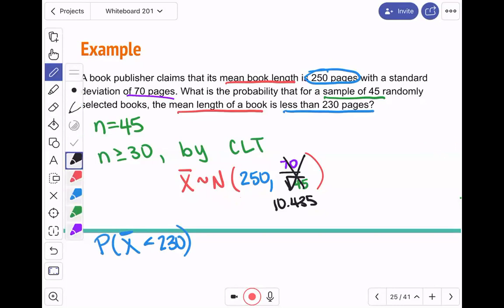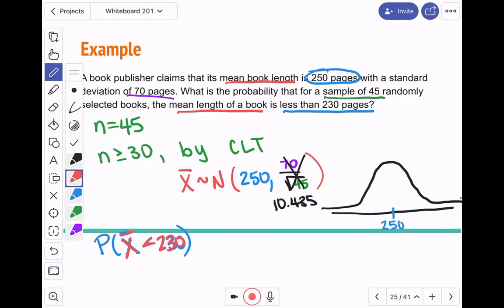So we'll draw a normal curve. I know on a normal curve, where does the mean sit? In the middle. At what number here? 250. So I know my mean sits at 250. And what value do I care about? Under 230. So where does 230 sit with respect to 250? Left or right?